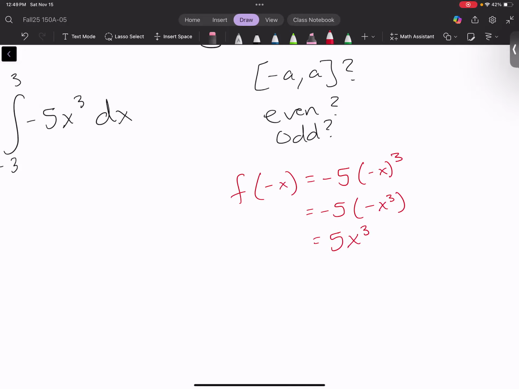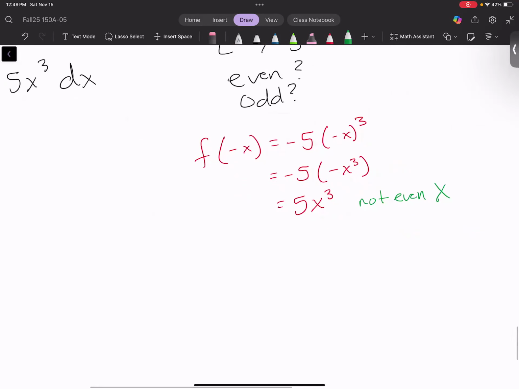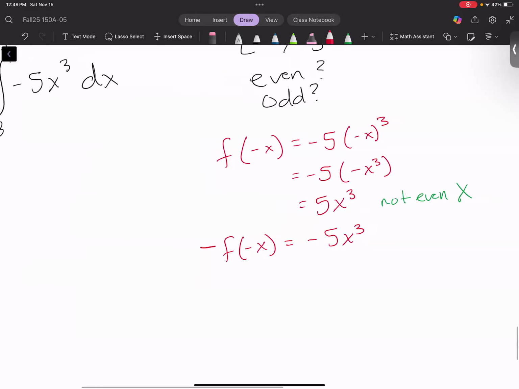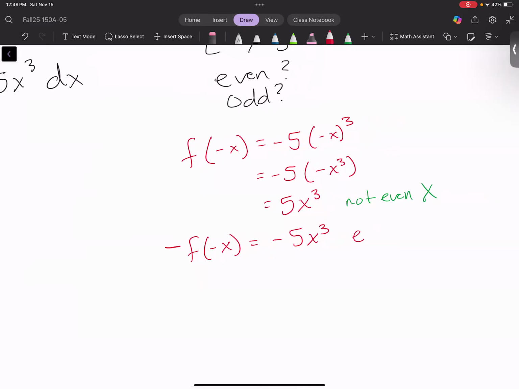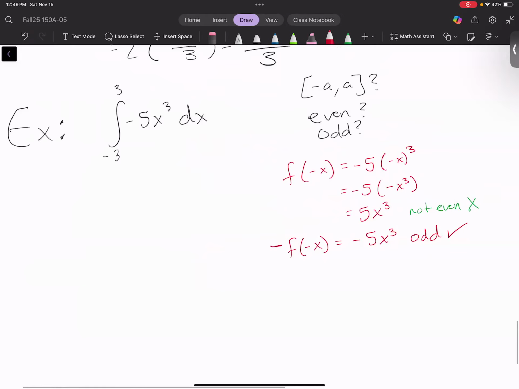Is it odd? Okay, so let's stop here. Not even. Is it odd? We're going to multiply both sides by a negative, just like that. Is that my original? And it is. That is my original. So this is not even, this is odd. Check. So because my function is odd, this integral is 0. Boom.